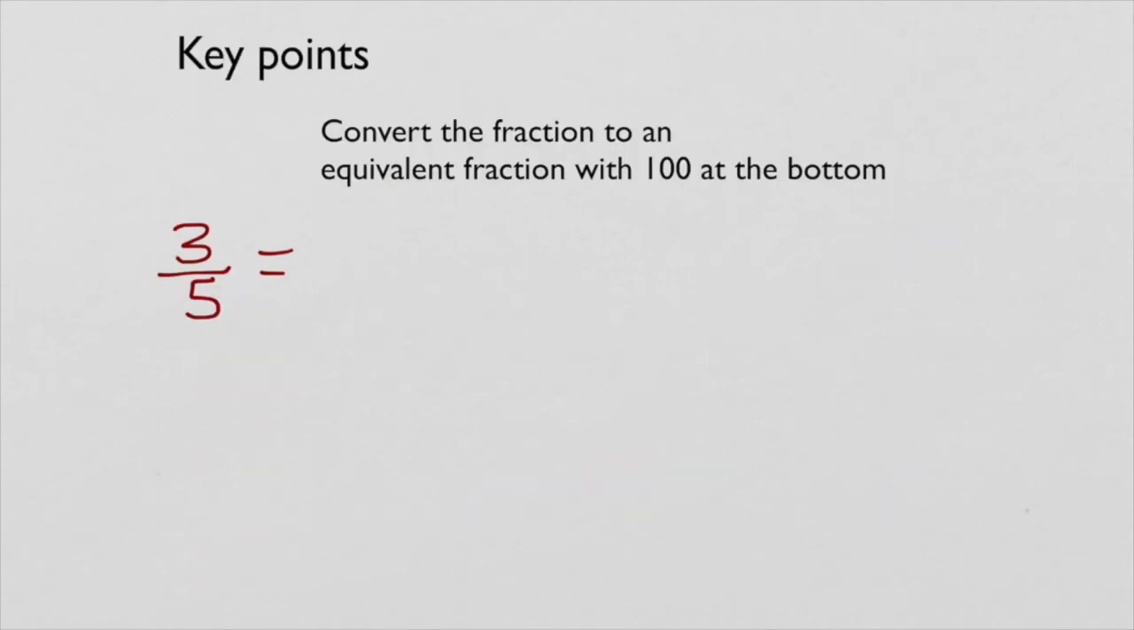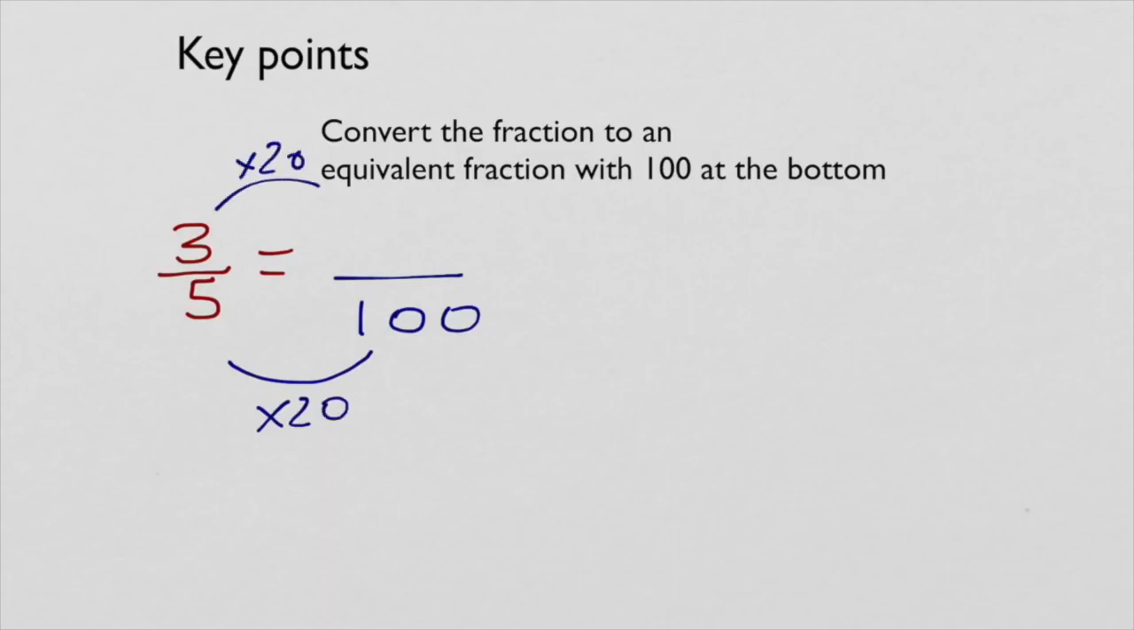Alright, so the first key point to consider is this. Try to convert the fraction to an equivalent fraction with 100 at the bottom, if possible. So in this case we can do that because 5 is a factor of 100. So what I need to do is work out what did I times 5 by to make 100, and that was times by 20. So I need to do the same to the top. Times by 20 equals 60. Then, this is very important, anything with 100 at the bottom means the same as a percentage. So 60 over 100 is the same as 60%.